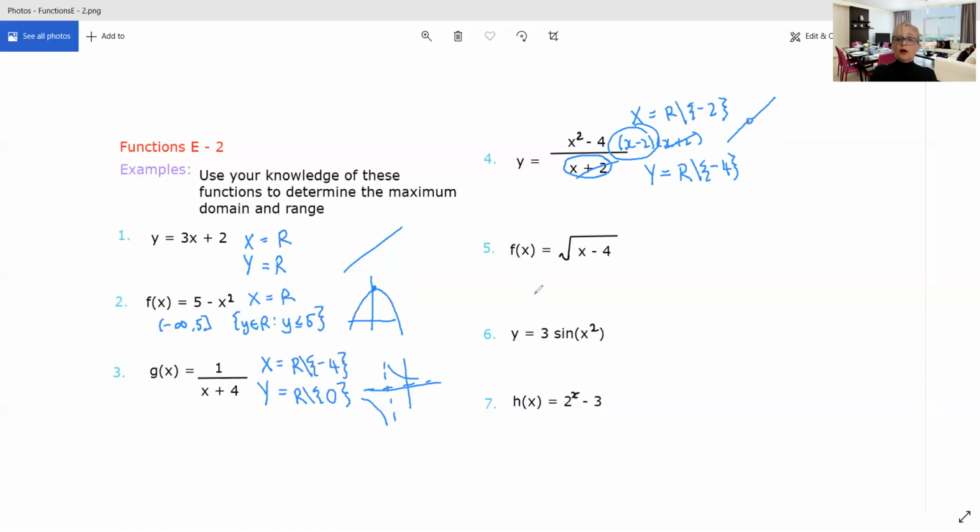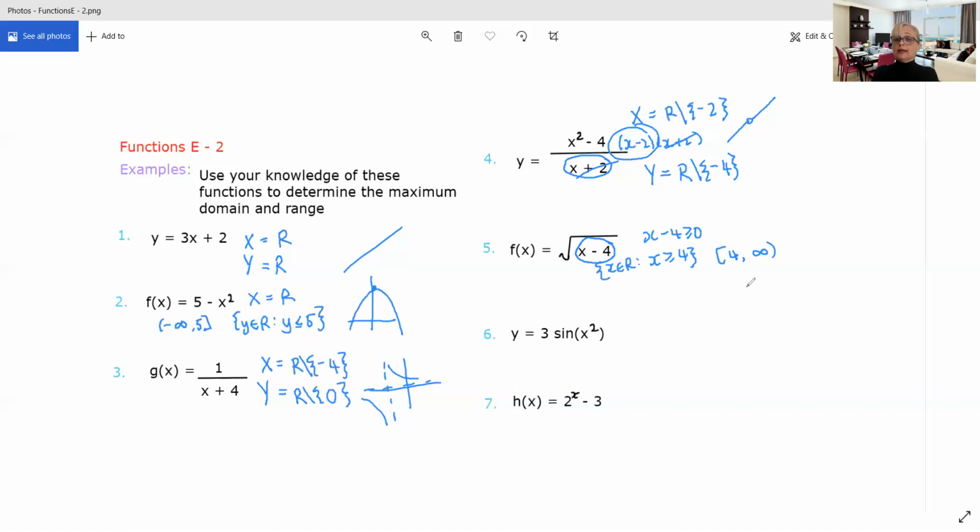All right, question 5, we have a square root. Anything under that square root must be at bare minimum 0. It has to be greater than or equal to 0. So our domain, x minus 4, is going to be greater than or equal to 0, so x is going to be greater than or equal to 4. How you write that is up to you. You can write x as an element of the real numbers such that x is greater than or equal to 4. You could write from 4 to infinity, and of course we can't include infinity.